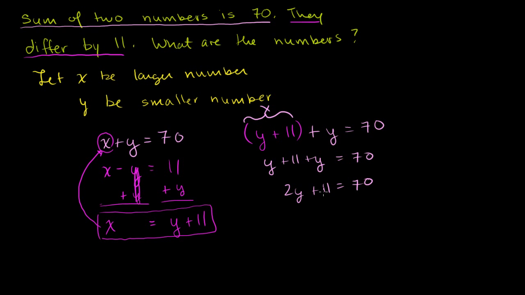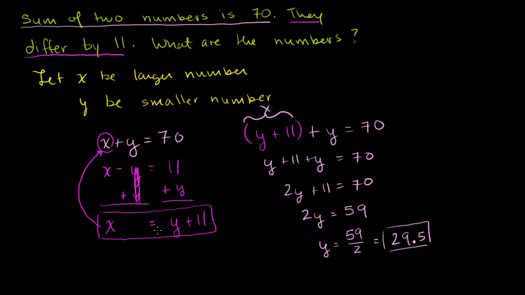And then if we subtract 11 from both sides, we get 2y is equal to, what is that, 59. You subtract 11 from 70, you get 59. So y is equal to 59 over 2. Or another way to write it, 59 over 2 is the same thing as 29.5. So y is equal to 29.5.